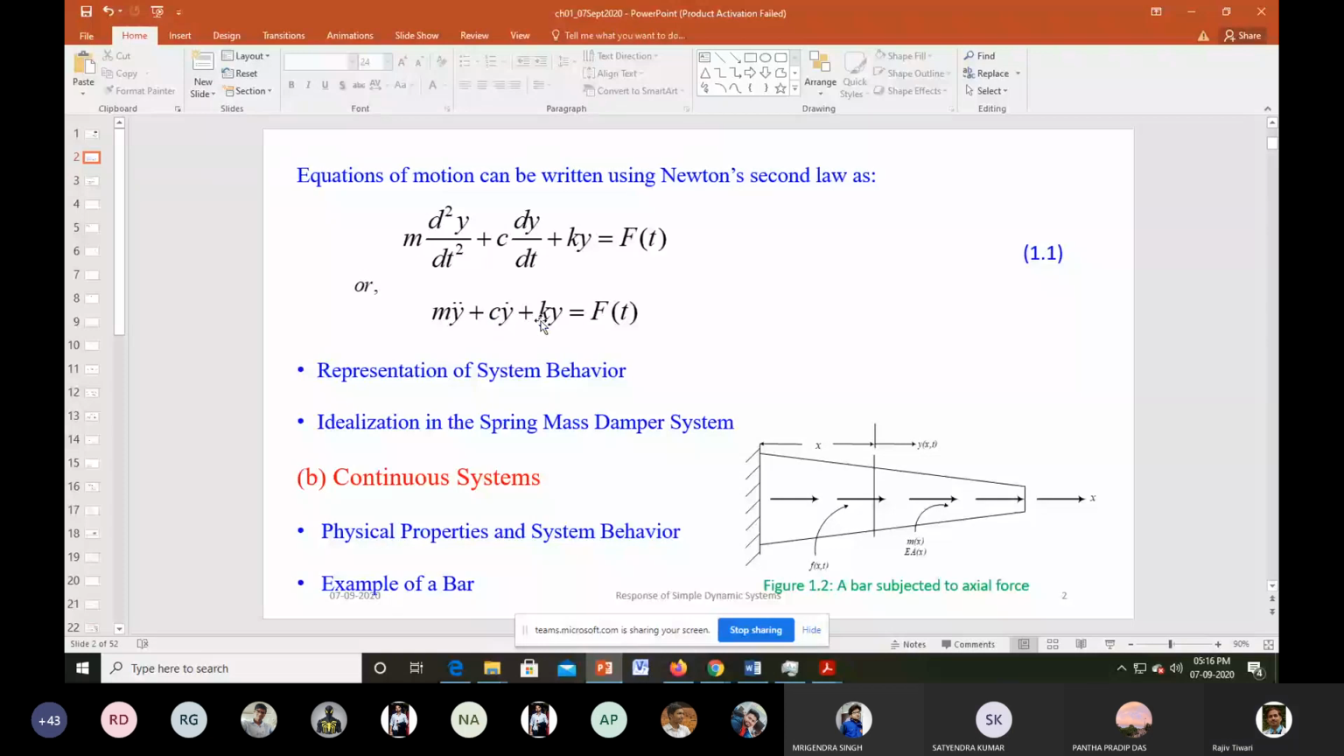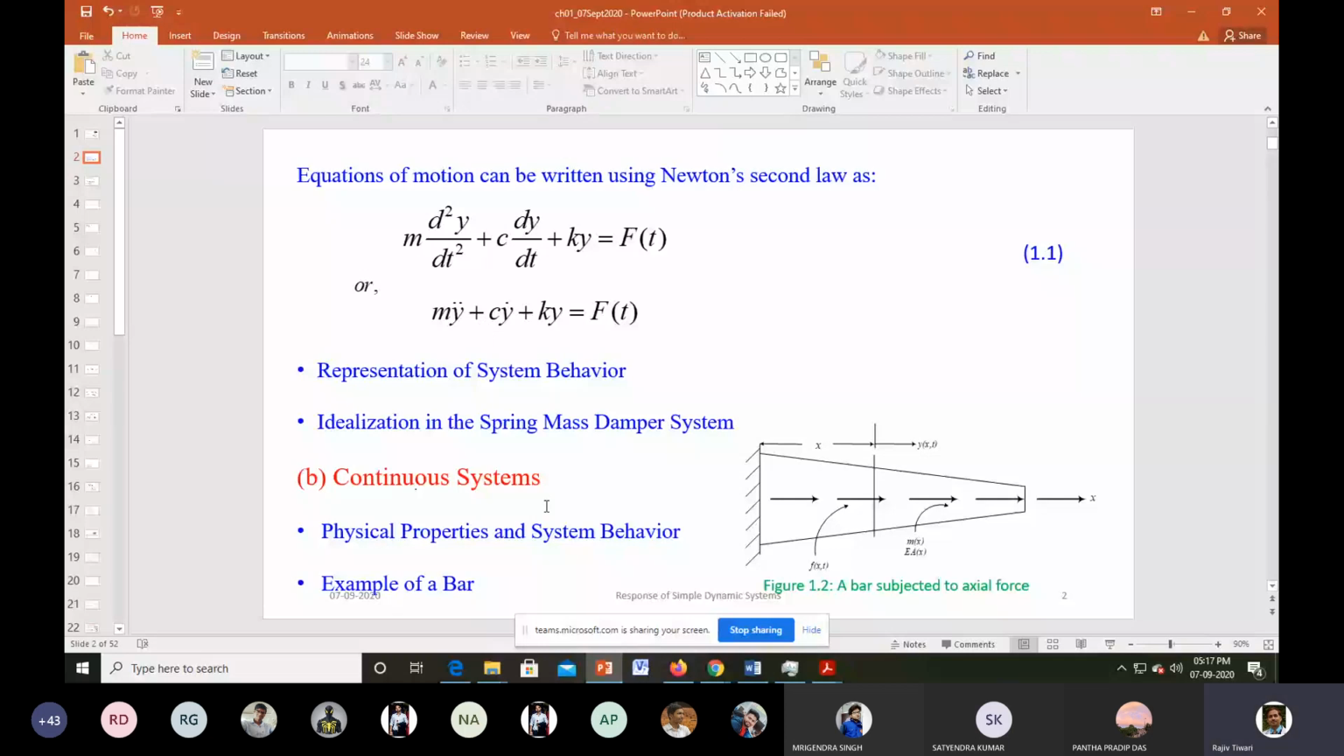They do not depend on either the independent variable or the dependent variable y. So m, c, k are not functions of y, nor are they functions of time. And this differential equation is an ordinary differential equation of second order. There are other differential equations, which we call partial differential equations, that will come up in other systems like continuous systems.